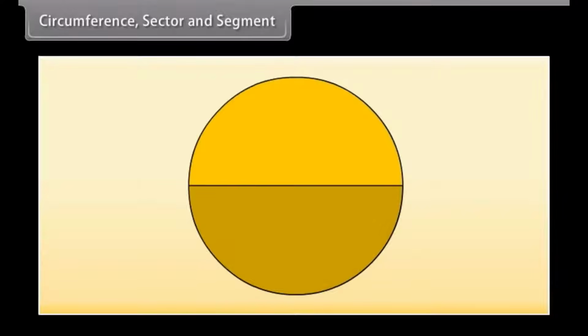Now look at this circle. Here both the arcs are equal. Therefore, these 2 are the semicircles.